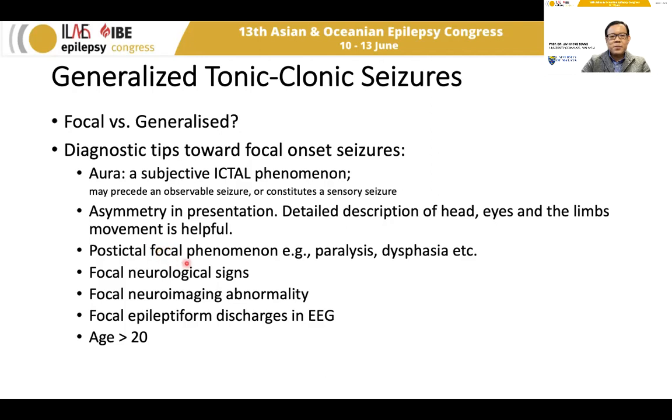Post-ictally, if there is a focal Todd's paralysis or dysphasia, or when we examine the patient and we find focal neurological deficits and neuroimaging focal abnormality, especially in the CT scan or MRI, or in EEG, we have focal epileptiform discharges, then these are also suggestive of focal onset. For those with age of onset more than 20, most often generalized tonic-clonic seizures in these patients, especially if they are unprovoked, are also likely to be focal, because most generalized epilepsy has an age of onset less than 20 years old.